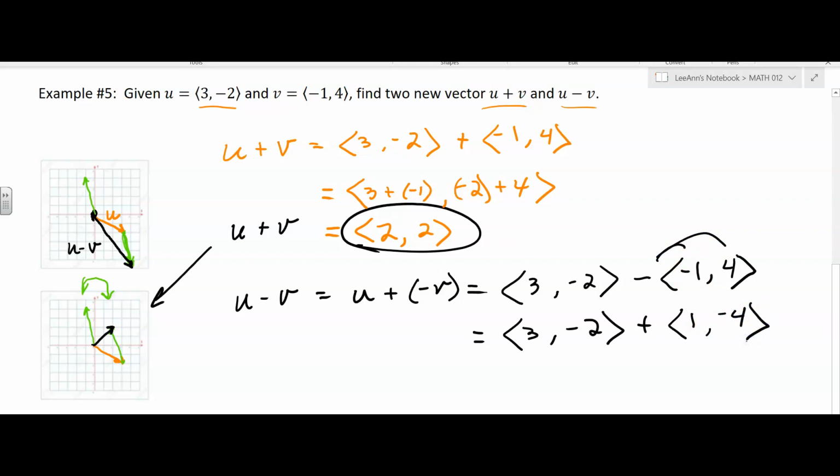Now we can add those, and what do we get? Well, 3 plus 1 is 4, and -2 and -4 is -6. So hopefully that U minus V looks like that vector right there. Got all these arrows going, but that looks right. It looks like it's <4, -6>, huh? Okay, so yay.